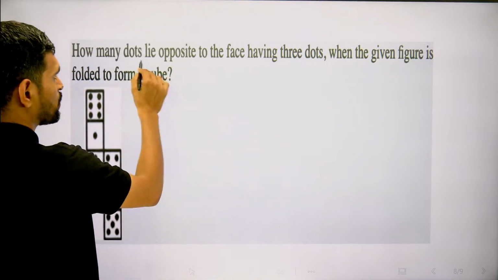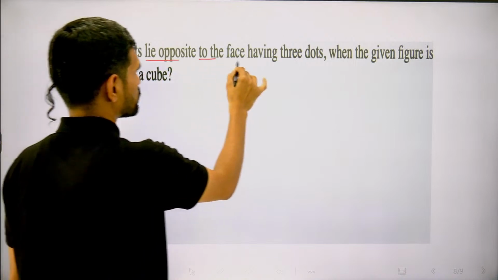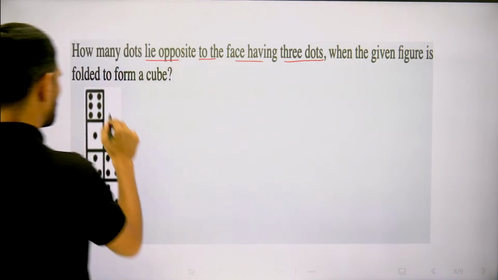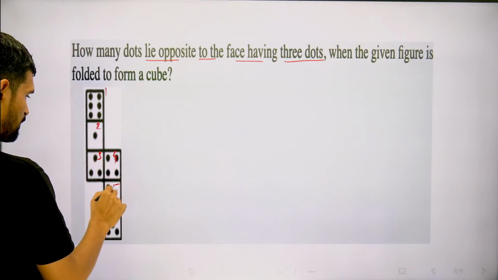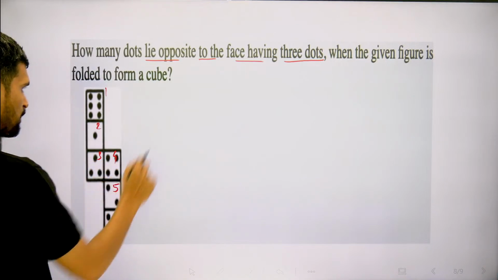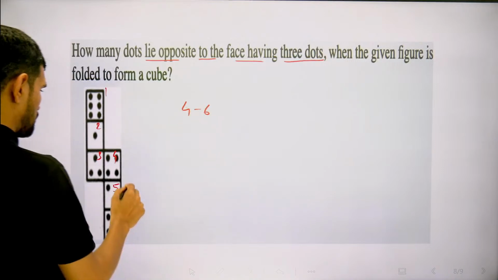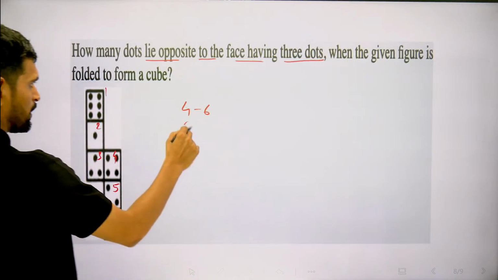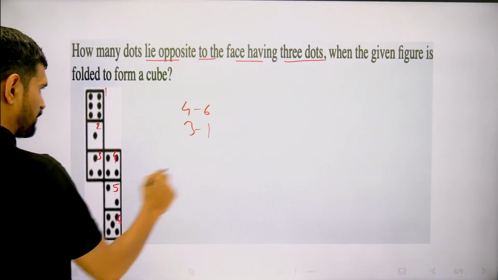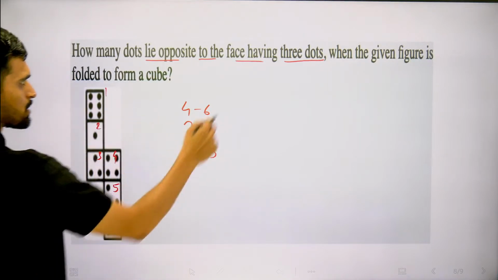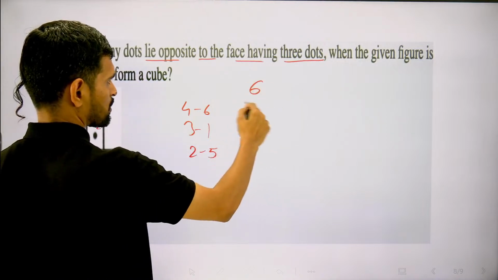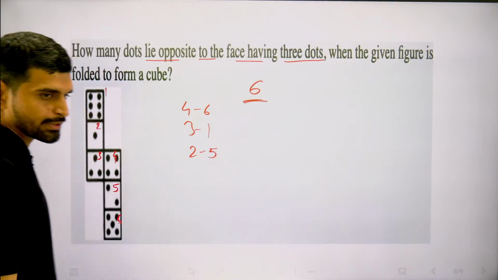Right? How many dots lie opposite to the face having 3 dots? So this is 1, 2, 3, 4, 5, 6. 4 and 6 are opposite, right? 3 and 1 are opposite. 2 and 5 are opposite. So 6 should be the answer. 6 dots should be the answer.